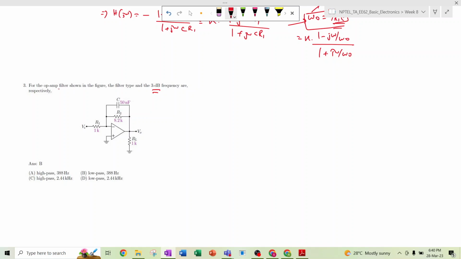So what is the thing? This is the op-amp filter. So this is basically the op-amp, and there are some resistor and capacitor combinations. So it is acting as an op-amp filter.